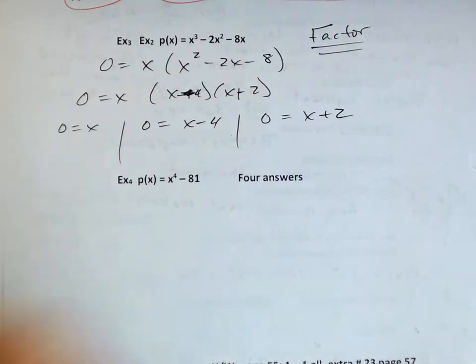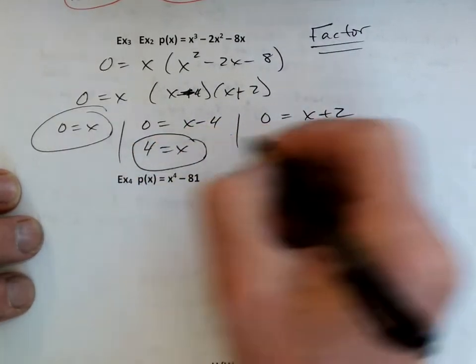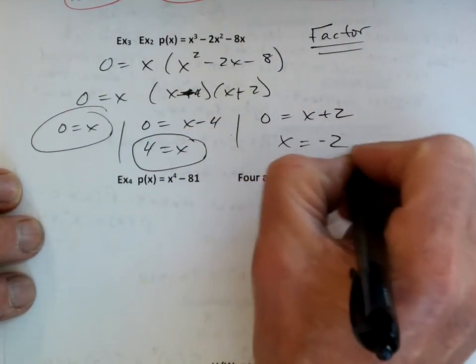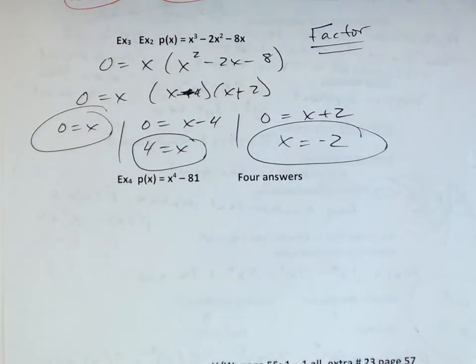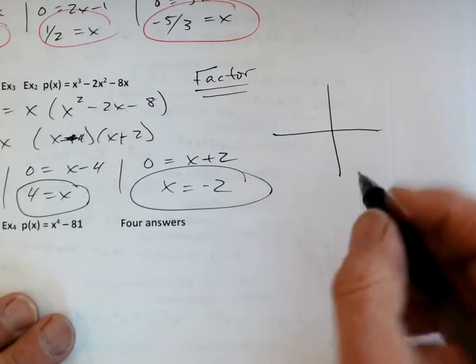And then our answers are x equals 0, x equals 4, and x equals negative 2. Okay? Thumbs up? Okay. Now, this could be a graph that looks like this.